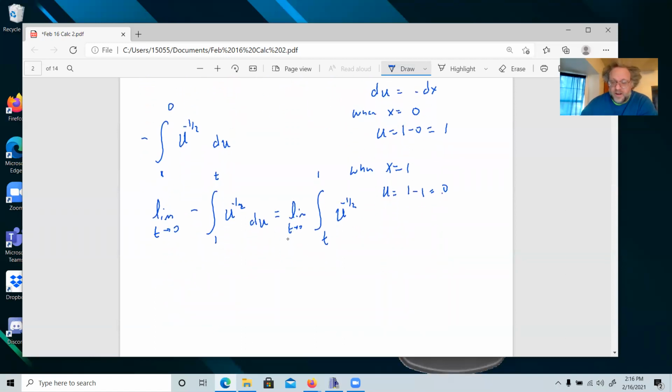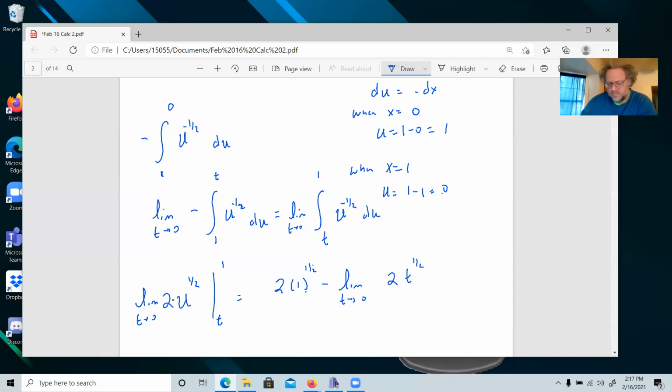All right, so let's go ahead and integrate now. We took care of the negative. We have the right limits. We're all set. So we have u to the 1/2, and I think we have a 2 up front, because it's going to be 1 over 1/2, which is really 2. And then we have t and 1, with the limit as t goes to 0. So let's finish this off. We have 2 times 1 to the 1/2 minus the limit as t approaches 0 of 2 t to the 1/2.